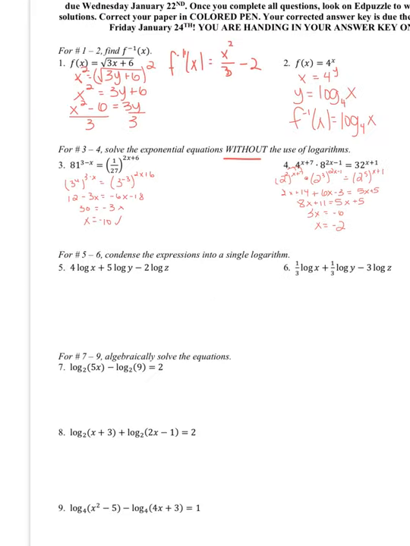Numbers 5 and 6 condense the expressions into a single logarithm. So there were 3 properties that we had learned about. The first one, whenever you are adding two terms, the two things that you're taking the log of can be multiplied to be put together, to be condensed. If you are subtracting, that turns into division. And then also any coefficients can be rewritten as exponents. And all of those rules, they go back and forth. So if you have two things being multiplied, they can be pulled apart with addition.